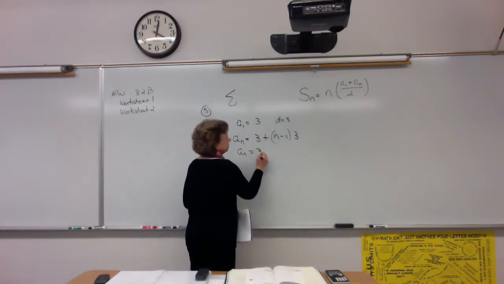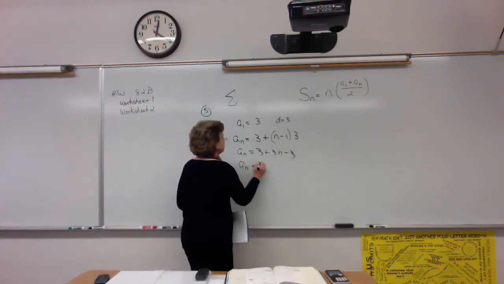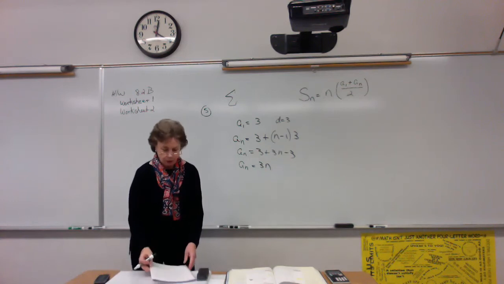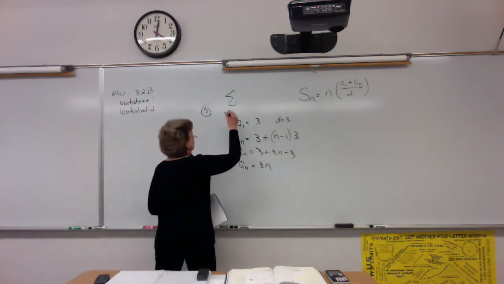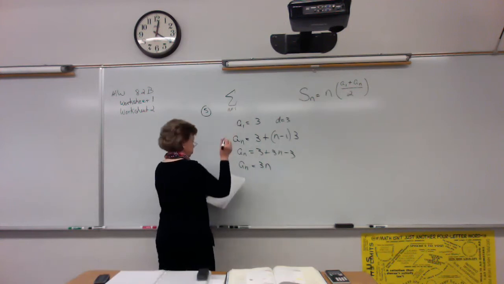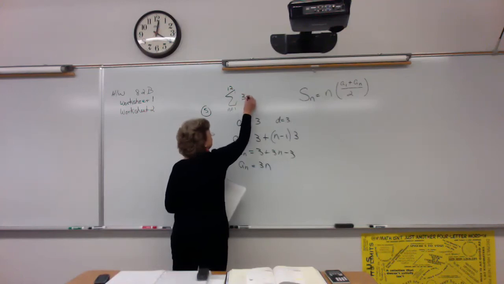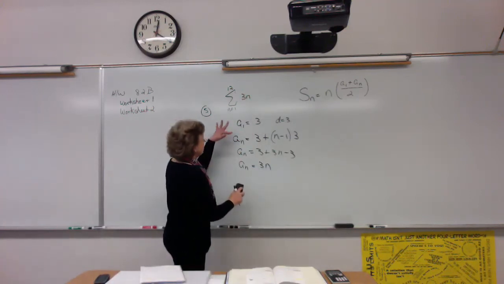So that equals 3 plus 3n minus 3, or a sub n just equals 3 times n. That means that what we're actually summing is going to look like n going from 1 to, how many rows? 12. And we're looking at 3 times n. And that's how we can get there.